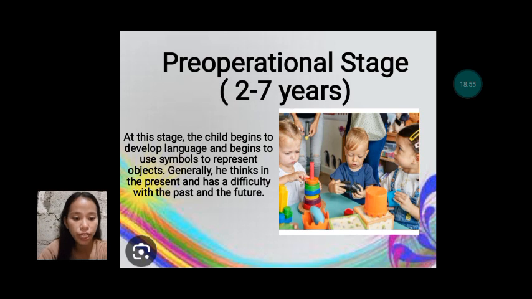One piece of clay is rolled into a compact ball, while the other is smashed into a flat pancake shape. Because the shape looks larger, a pre-operational child will likely choose that piece, even though the 2 pieces are actually the same.